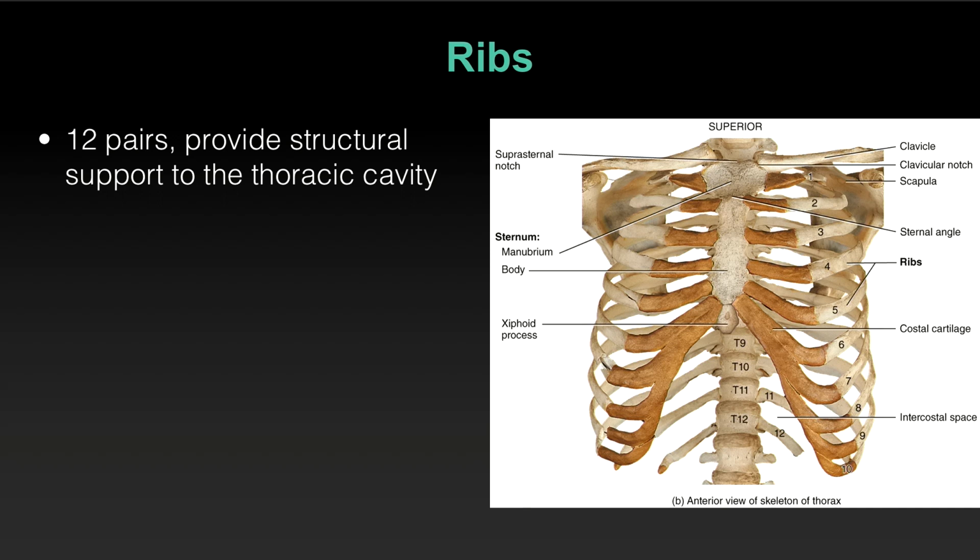We know there are 12 pairs of ribs. We didn't know that before. We know that now. And the ribs are the structural support that encase the thorax. They encase and make up the sides of the thorax and provide points of attachment for many different muscles and passageway for veins, arteries, and nerves. We'll talk about it shortly.